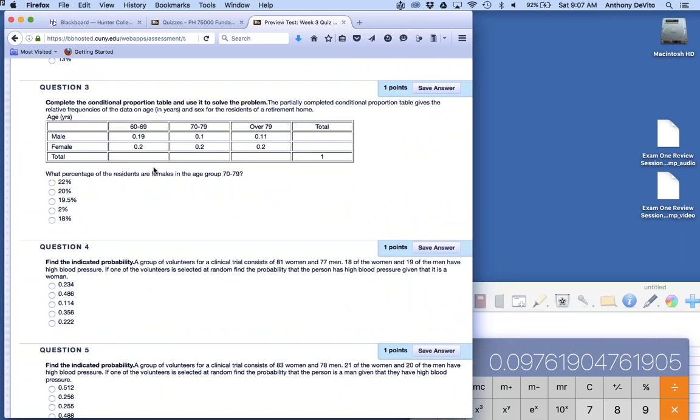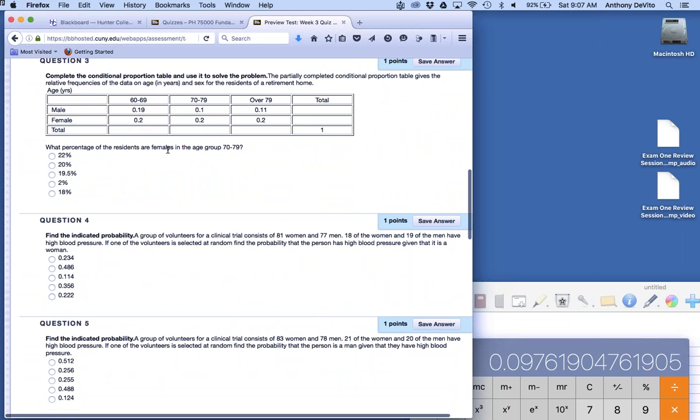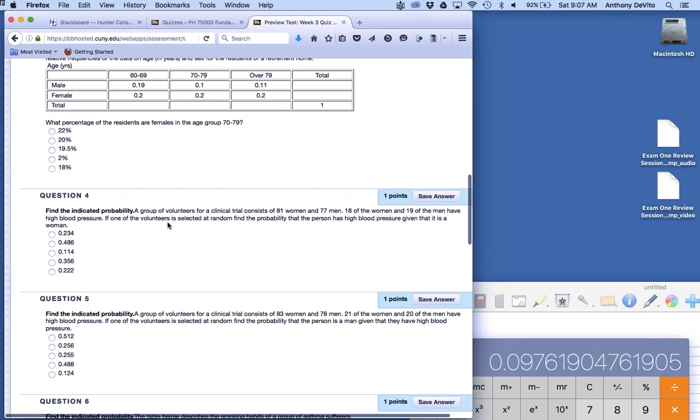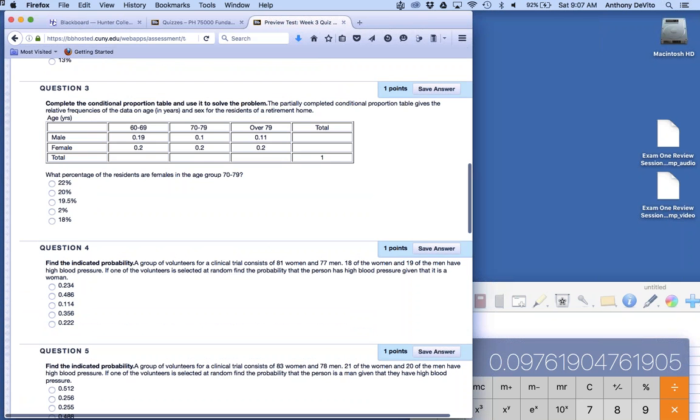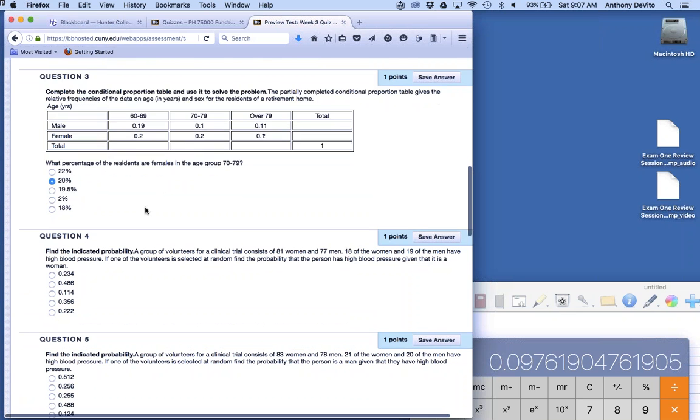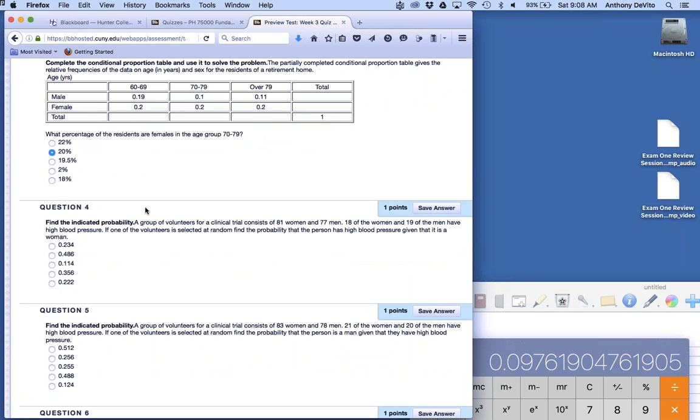Okay. What percentage of the residents are females in the age group 70 to 79? Females in the age group 70 to 79 is 20% or 0.2. Okay, seems pretty straightforward. And let's see, did I miss that there? Females 70 to 79, 20%. There we go. Got it. It didn't take when I clicked.